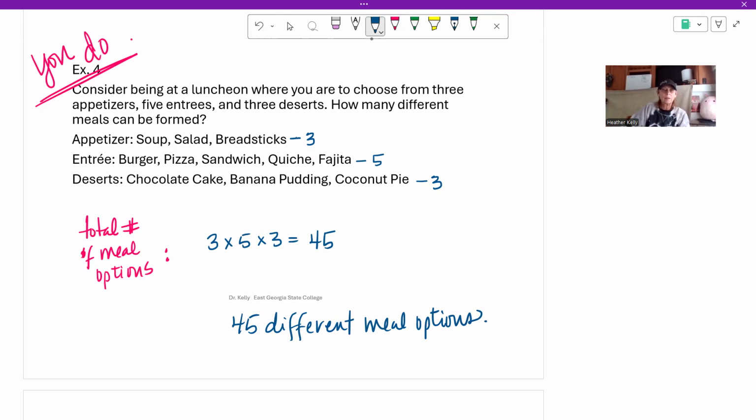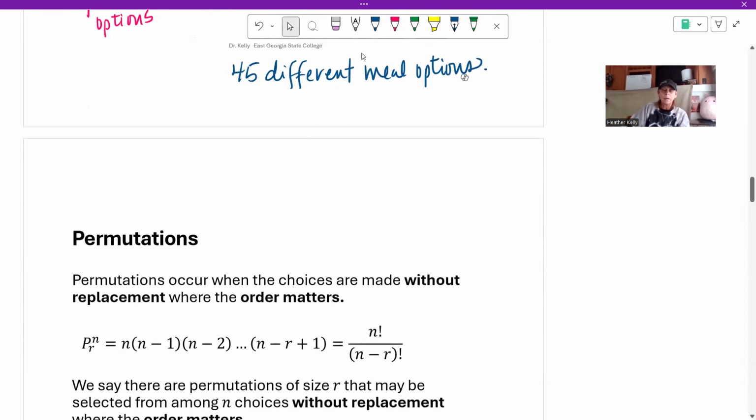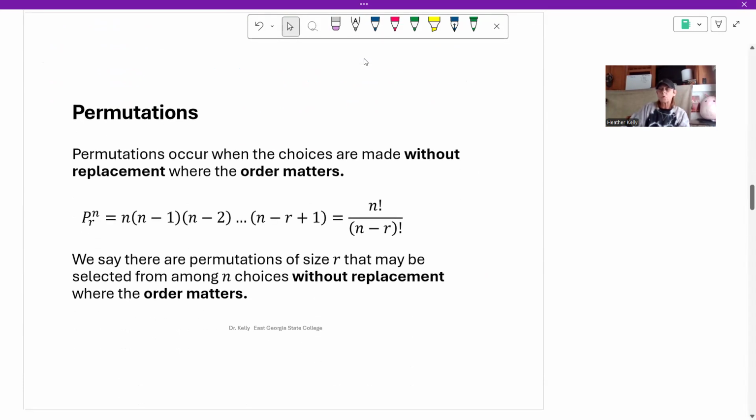All right, now let's keep on going. Okay, so we're going to start talking about a little more sophisticated ways to count some things and specific events that occur. And we're going to look at 2 different things. The first thing is going to be called a permutation. And the second thing is going to be called a combination. So let's talk about the permutation first.